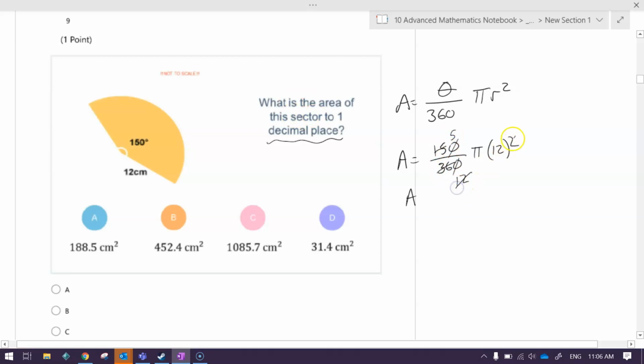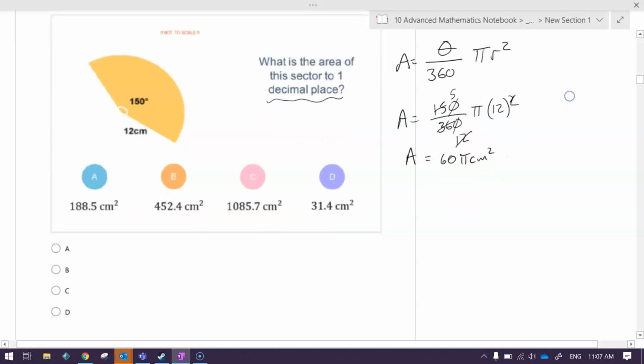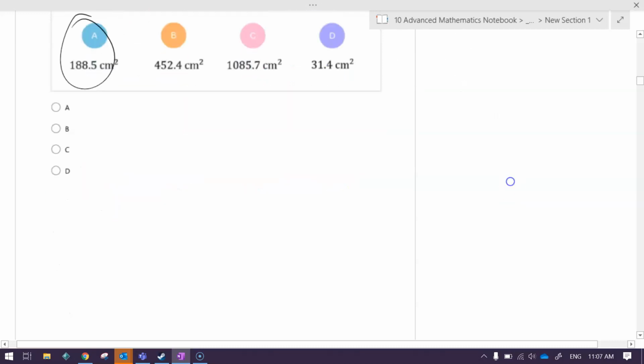Oh, one of those 12s can cancel with that. Oh, I've got 60 pi. 5 times 12 is 60, so the area is going to be 60 pi square centimetres. Well, pi is about 3.14, so 3 times that's 180, a bit more than 180. We can see our answer there. Who needed a calculator anyway?